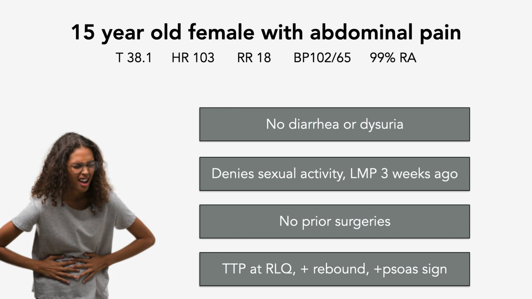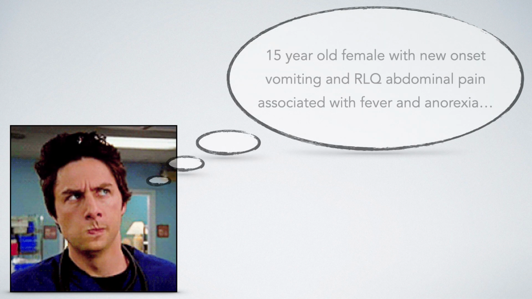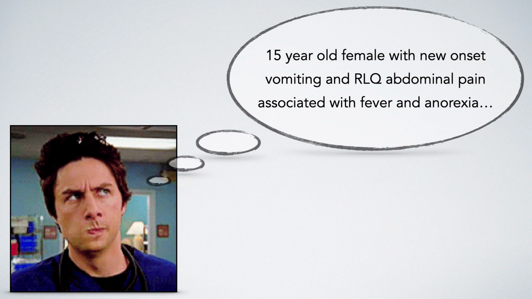So we'll pause here to develop your one-liner. A one-liner is a one-sentence summary of what you've learned from the patient in taking their history and doing your exam. So for McKenna, I would say this is a 15-year-old female with new onset vomiting and right lower quadrant abdominal pain associated with fever and anorexia.